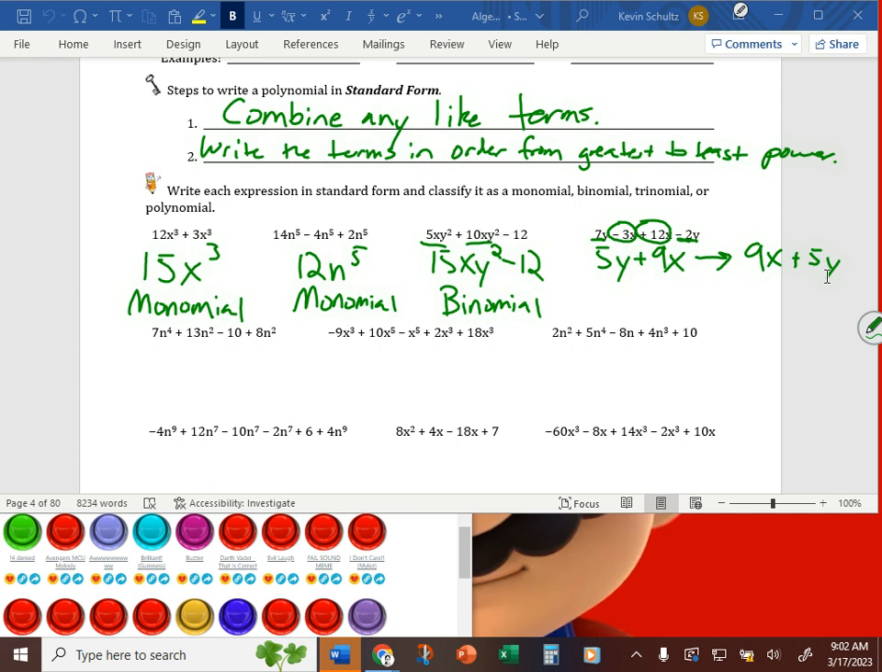We do one more. We're not done with this one yet though. We didn't classify it.